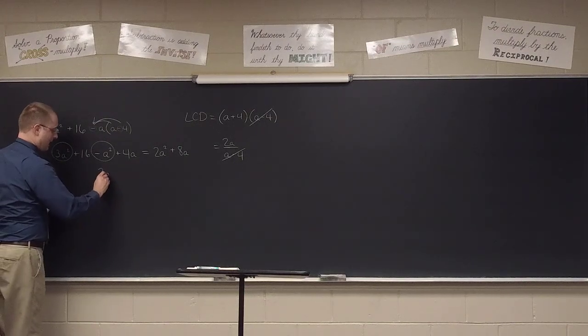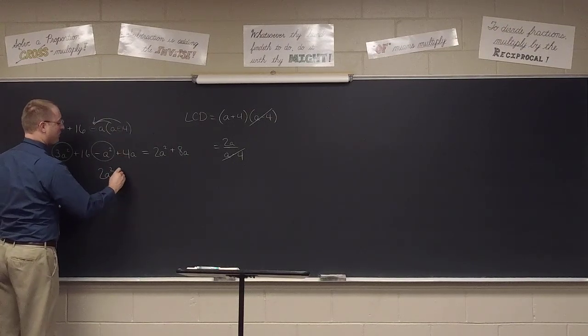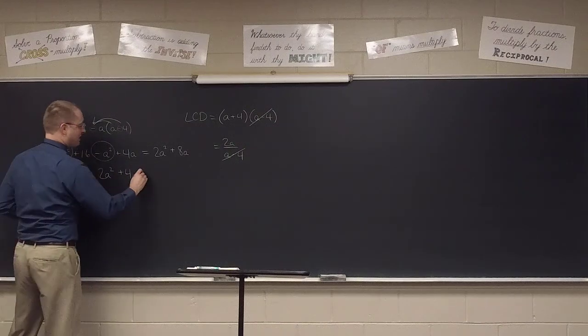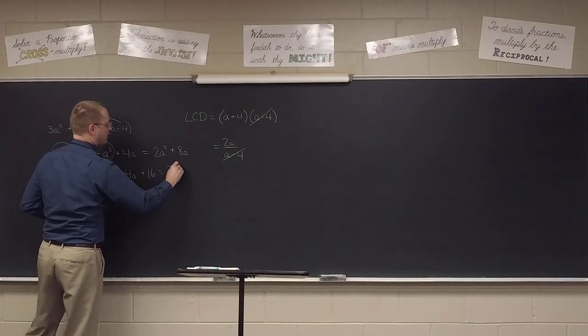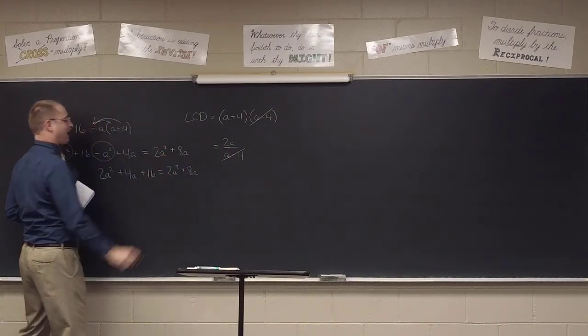2a squared. We have a positive 4a that has no friends. We have a positive 16 with no friends. And of course, over here, we just have the 2a squared and the positive 8a.